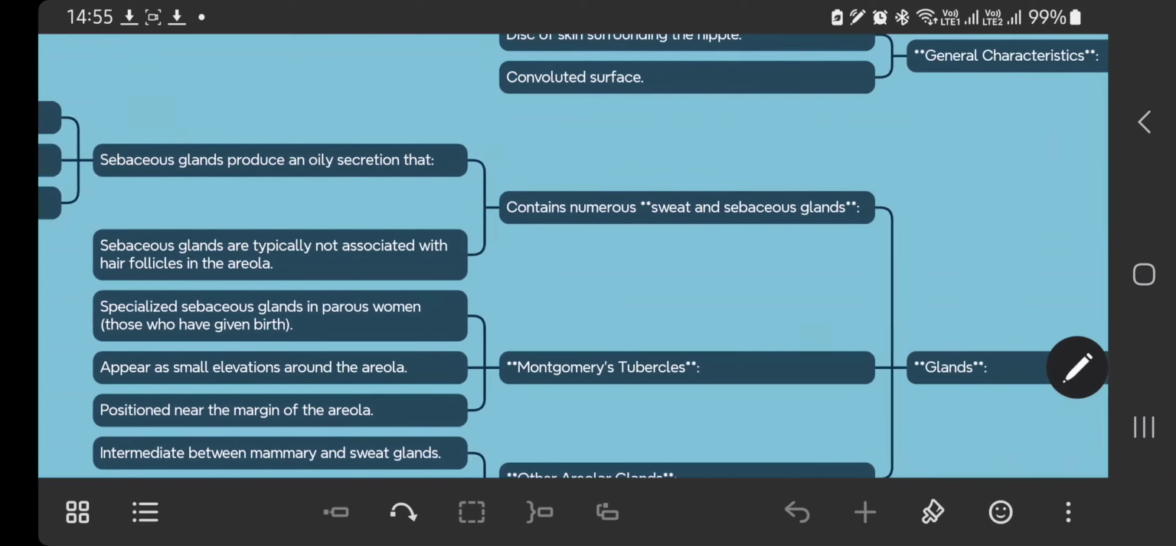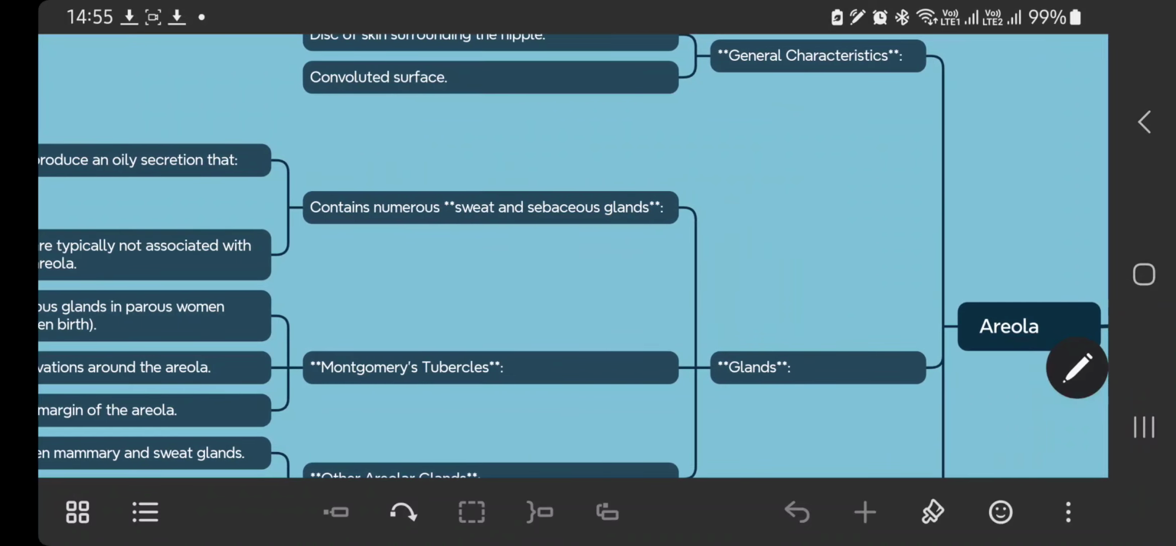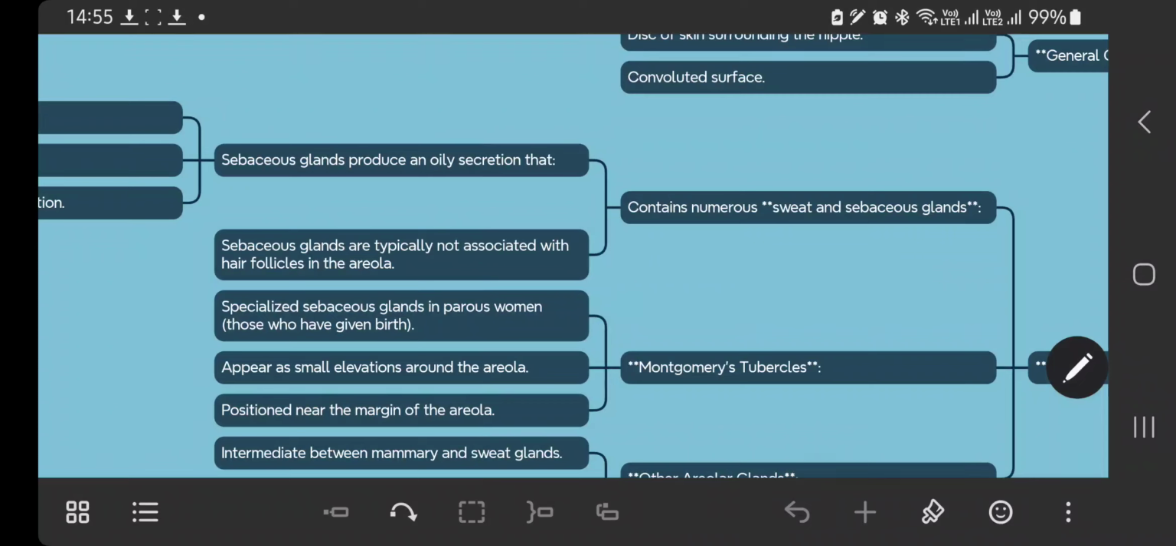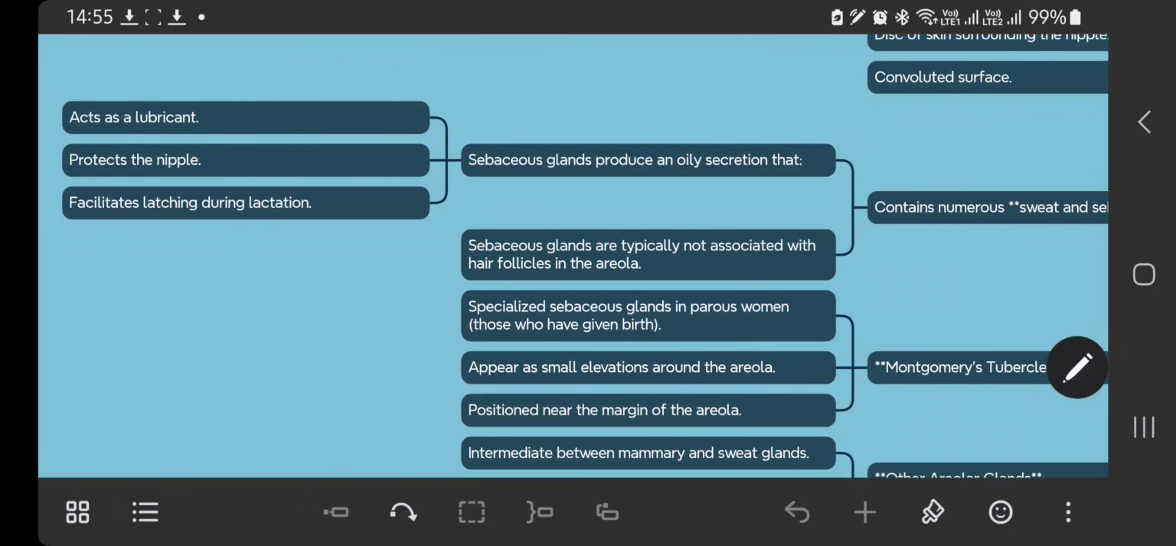Okay, again to that point. In the areola there are numerous sweat and sebaceous glands, and these sebaceous glands produce an oily secretion. What do they do? They act as a lubricant, they protect the nipple and facilitate latching during lactation.